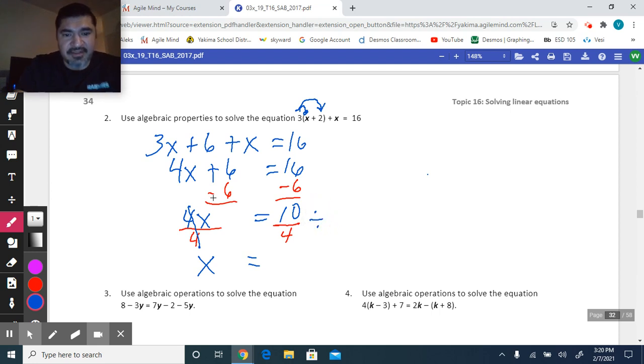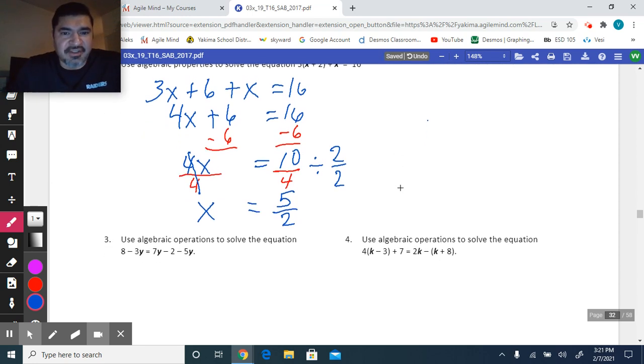Since I can divide the top and the bottom by 2, I'm going to divide by 2 over 2. This right here equals 1. So I'm not changing the value, I'm just making it look a little different. So 10 divided by 2 is 5. 4 divided by 2 is 2. So that is my final answer for number 2.